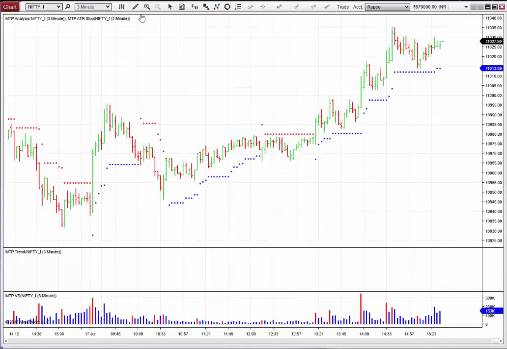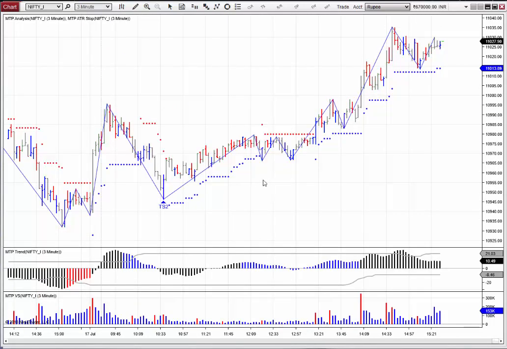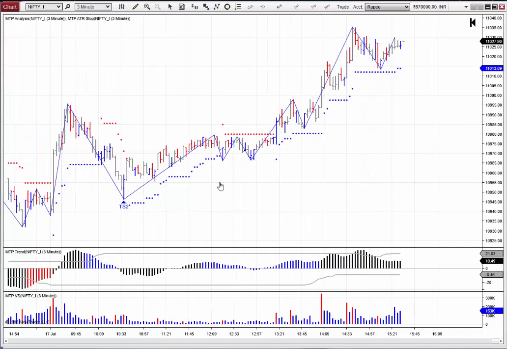Remembering for our multi-time frame analysis, we look for time frames that are between 3 and 5 time frames separated from each other. So if you're trading on a 3-minute, like this one here, you'll be looking at 15-minute for the trend. If you're trading on a 15-minute forex, you'd look at hourly for the trend. If you're trading on daily charts, you'd look for weekly for the trend.